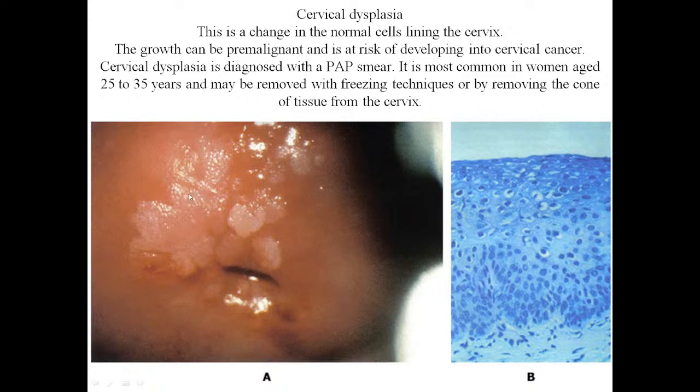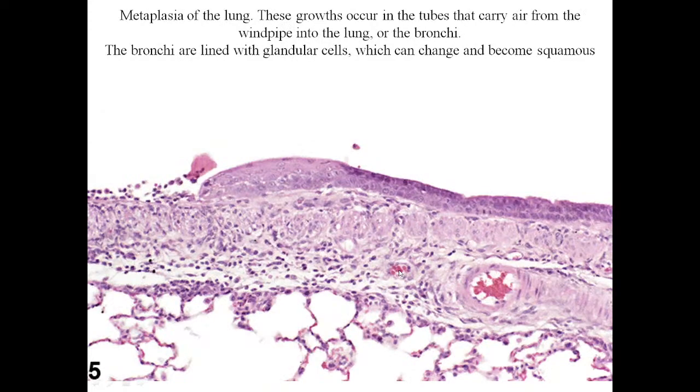In the slide you can see the external forms of cervical dysplasia and histology forms. Cervical dysplasia. Next, a form of premalignant tumor is metaplasia of the lung. These growths occur in the tubes that carry air from the windpipe into the lung, or bronchi. The bronchi are lined with glandular cells, which can change and become squamous.